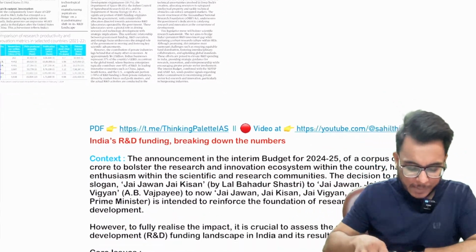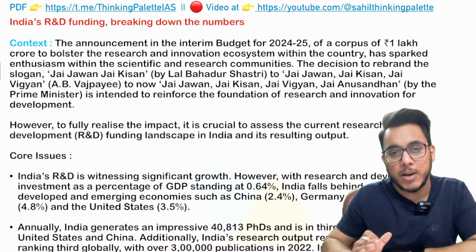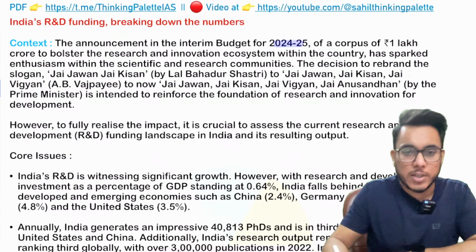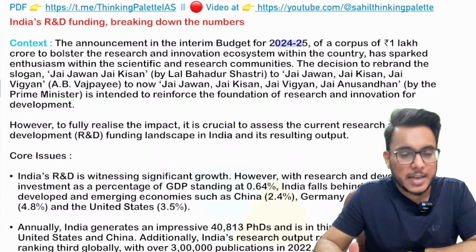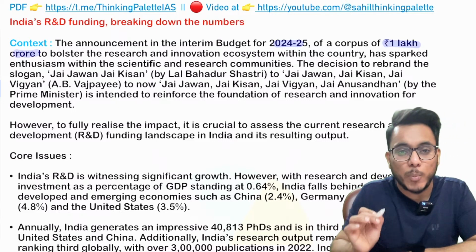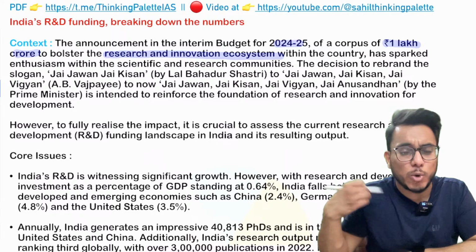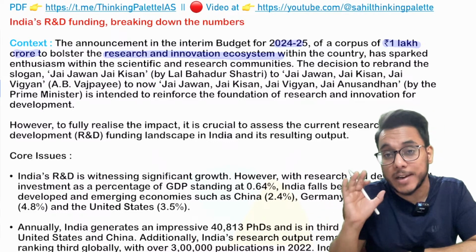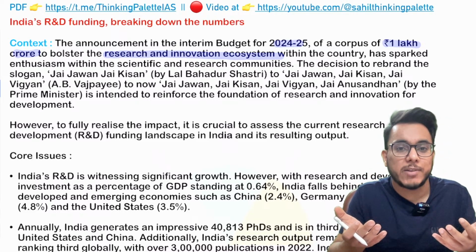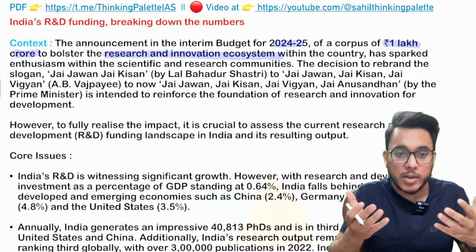Now, the article says that the government has now started focusing on R&D, research and development expenditure. What has happened? Recently, the interim budget 24-25 was announced. We have discussed the entire interim budget in our videos also. So in this interim budget, 1 lakh crore rupees were announced to increase research and development, to improve the innovation ecosystem. 1 lakh crore rupees were kept aside. Okay, now if you see, not only is the monetary allocation for research and development being increased, but even the government has given a slogan to focus on research and development.